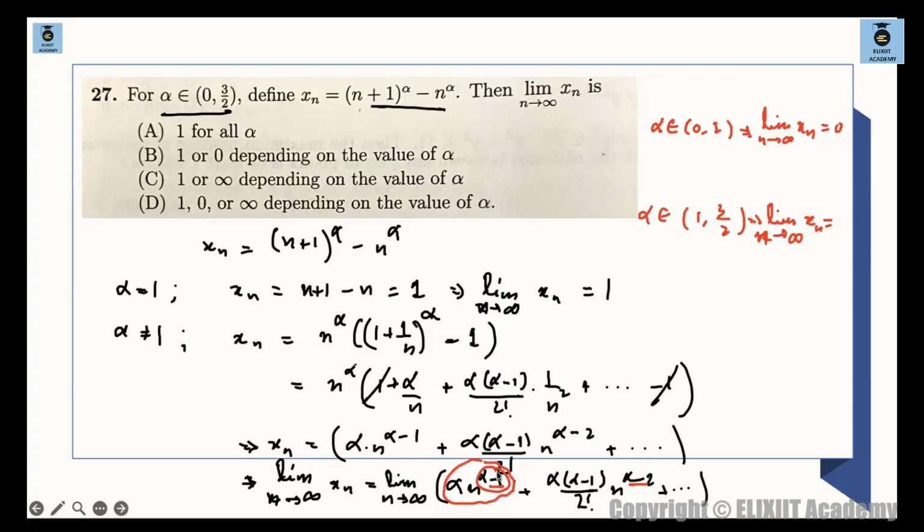And if this remains positive, no matter what, which means as n tends to infinity, this will tend to 0. Sorry, this will tend to infinity. If alpha minus 1 is positive, then as n tends to infinity, this will still remain infinity. Yes or no? So in this case, this limit will tend to infinity. So these are your possible values, 1, 0 and infinity. So option D must be correct, 1, 0 or infinity depending on the value of alpha.